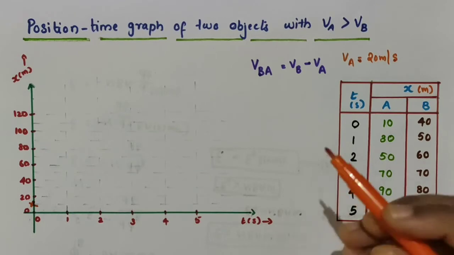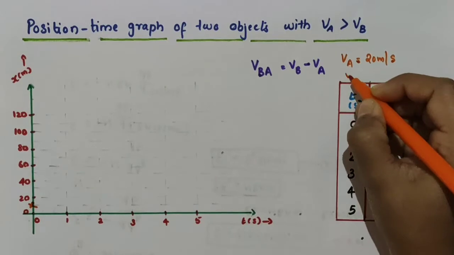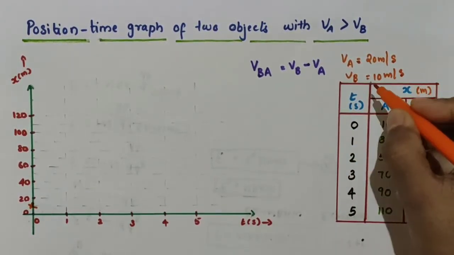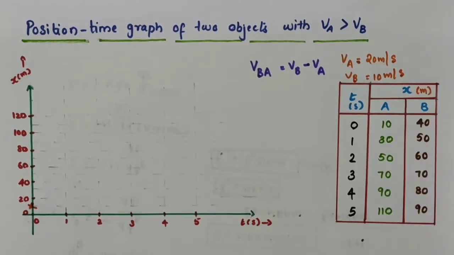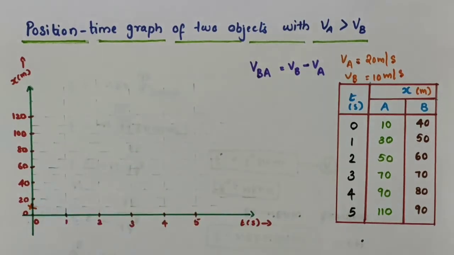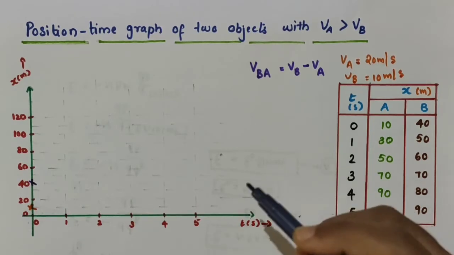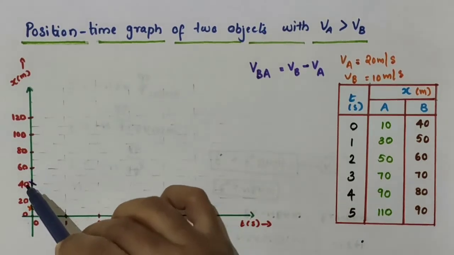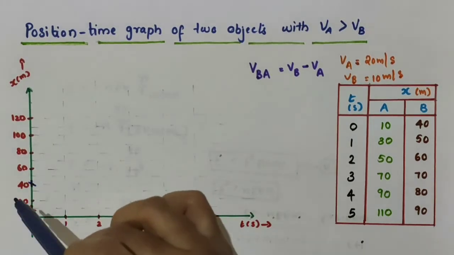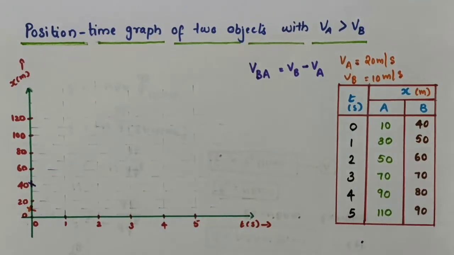Now consider another object B. Let that object B move with an average velocity of 10 meter per second. That is, it covers 10 meters in 1 second. And let that object be at 40 meters initially, somewhere here, that is, 40 meters away from the origin at t equal to 0. Then it moves uniformly with an average velocity of 10 meter per second.